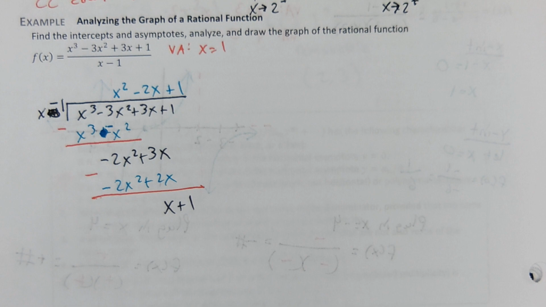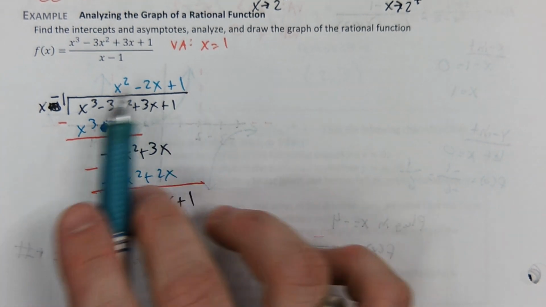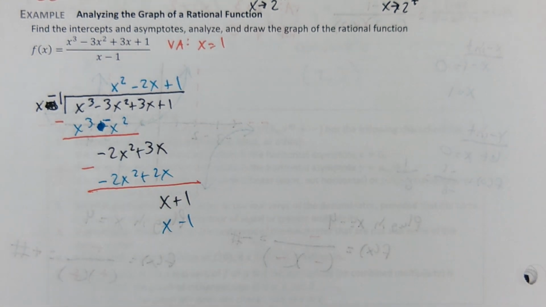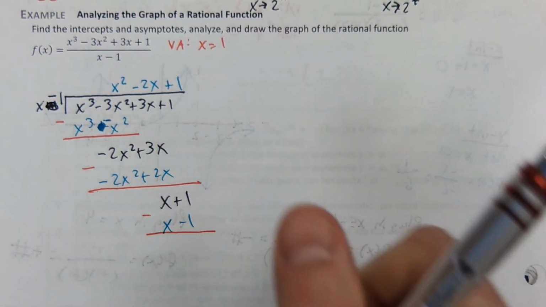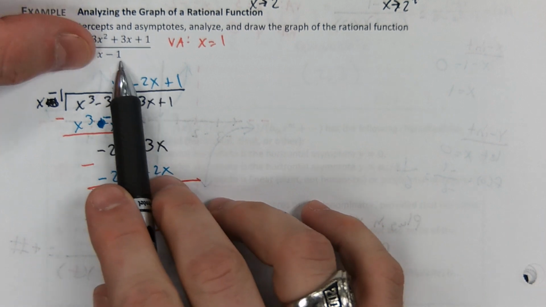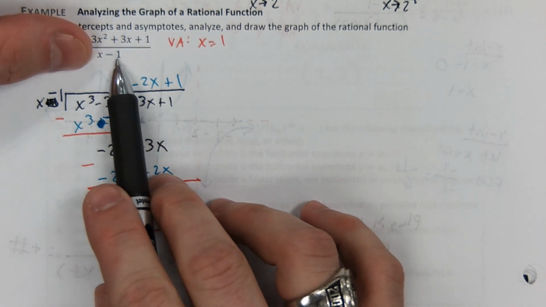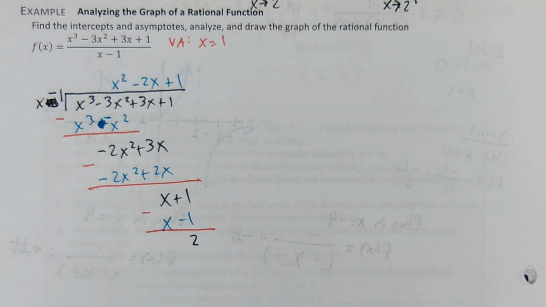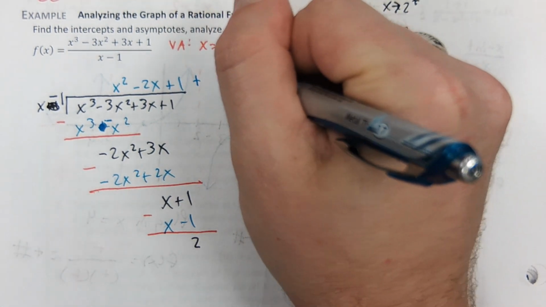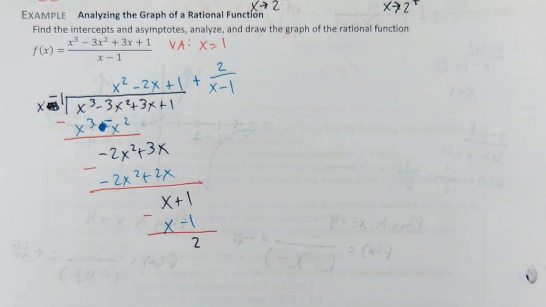The rest of this question doesn't matter, but just for continuity's sake, 1 times x is x, 1 times -1 is -1. Subtracting straight down gets me a remainder, which we already expected because we knew this didn't factor, so there's no way that this was going to go without a fight. It's going to leave behind a remainder of 2. So we go plus 2 over x minus 1.